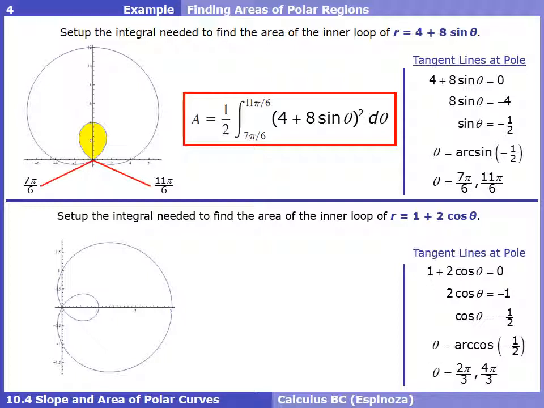But from 0 to 2 pi, the two angles where cosine is -1/2 are 2 pi over 3 and 4 pi over 3. So if I draw those in, I could keep the lines going if it helps you see it a little bit better. Ultimately, what we're discovering is that our inner loop starts at 2 pi over 3, comes back around to the pole, and ends at 4 pi over 3. So between those two angles, our inner loop exists.